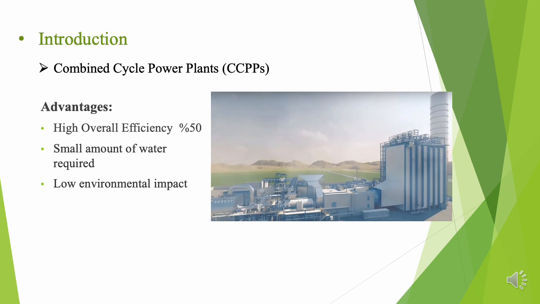Combined cycle power plant is used to generate electricity. Most of the time, it is also termed as the combined power gas turbine. This kind of power plant has significant advantages. First of all, it has high overall plant efficiency. We can attain 50% efficiency.